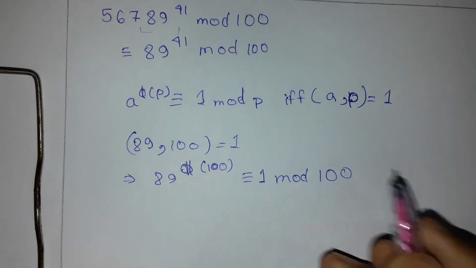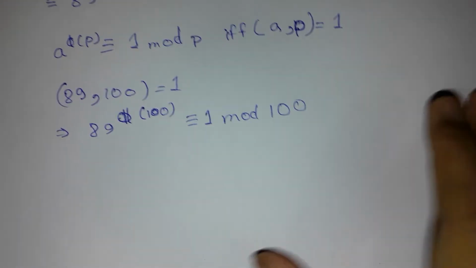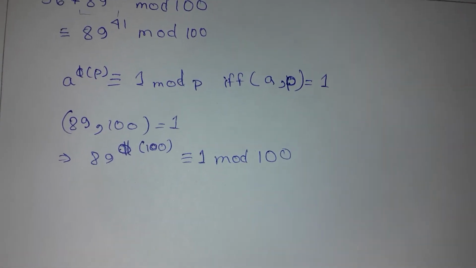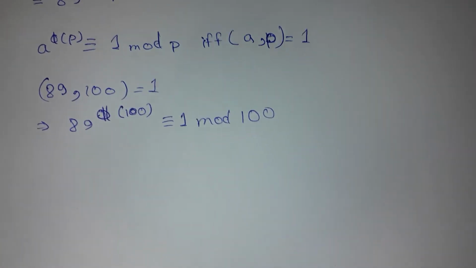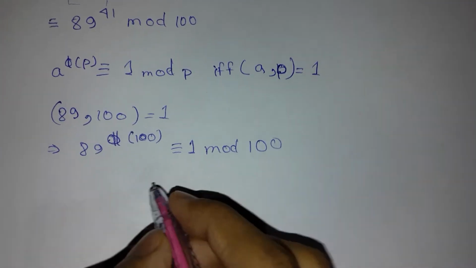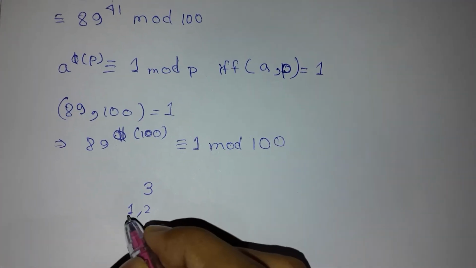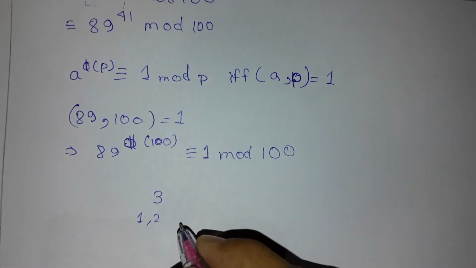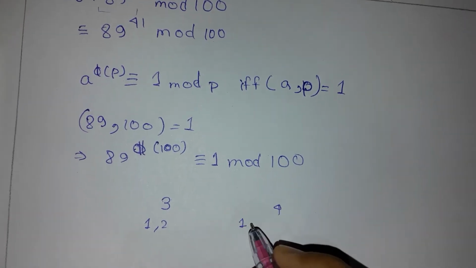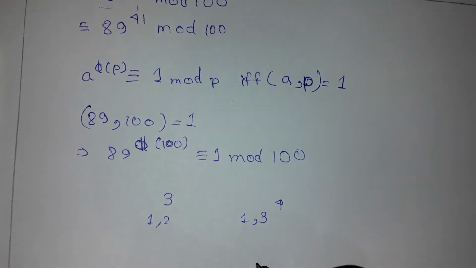So we need to find the phi of 100. Now if you don't know what the value of phi is, let me tell you, phi of any number represents the count of all the relatively prime numbers which are less than the particular number. So for example, I take the number 3. It has 1 and 2 below it, and these are relatively prime to it because the GCD is 1. Consider 4. The relatively prime numbers are 1 and 3, because the GCD is 1.